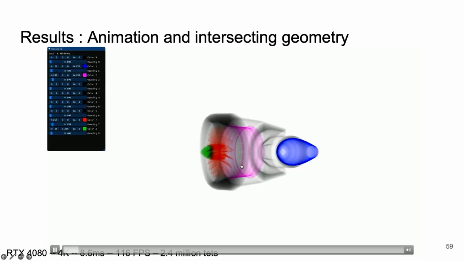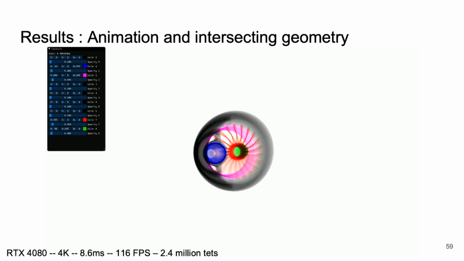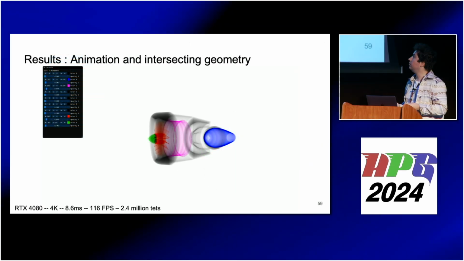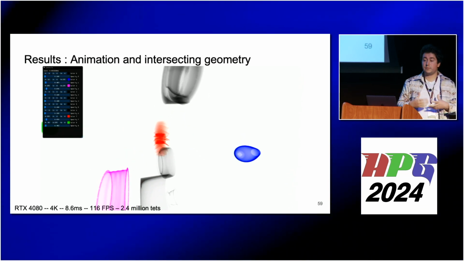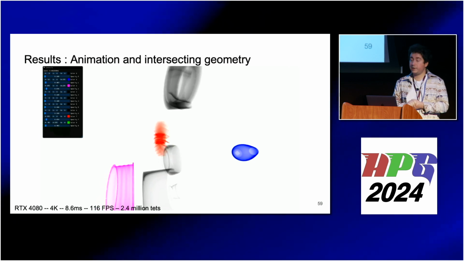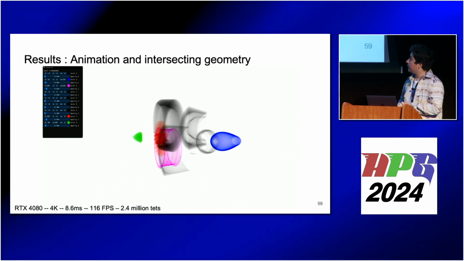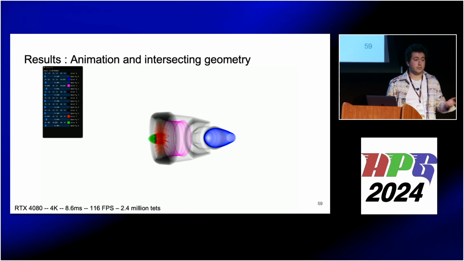So our method supports animation and intersecting geometry. So here you have an example of a complex system where the part is rotating, and then we create an exploded view of that. All of that is done in a single pass of rendering here. And we don't have to reconstruct any acceleration structure, as we are using just plain old tetrahedron there.